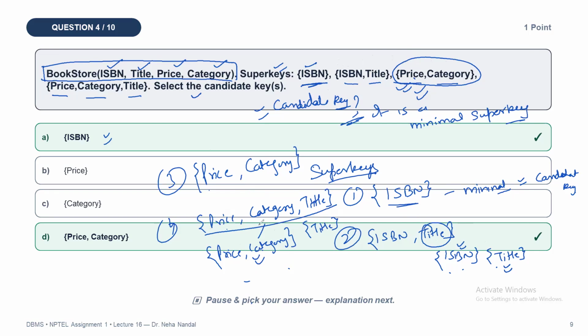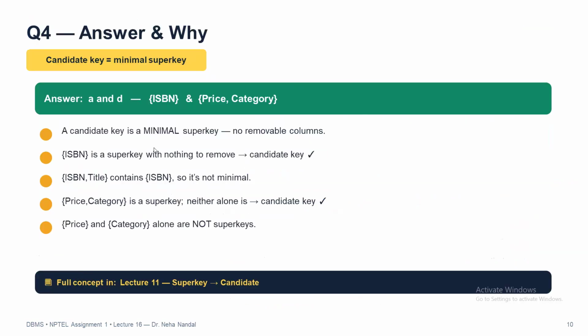The minimal form which is already available in the super key can become a candidate key. So price and category now can become a candidate key. So we have two answers for this: ISBN, and price and category. So that will be our answer. Let's see it further.